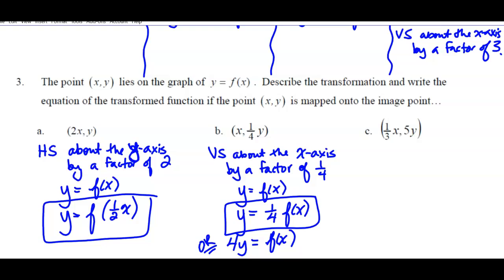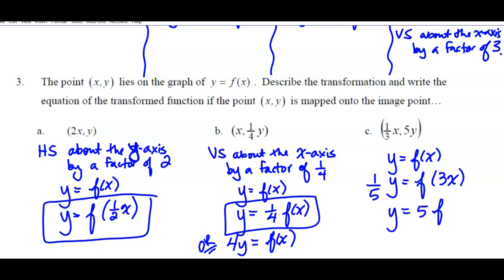I'm going to skip the wording on this. Let's just go right to the transform without showing any work. So you start with y equals f of x. This is a horizontal stretch by 1/3. This is a vertical stretch by 5. So that means this would be 1/5 y, this would be 3x. That's transformation form, or y equals 5 f of 3x.